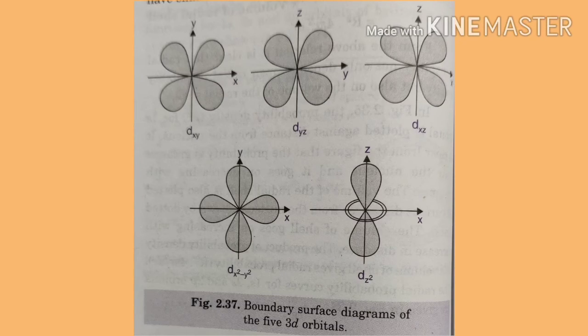In this diagram you can see the shape of the d orbital: dxy, dyz, dxz, dx square minus y square and dz square. dxy, dyz and dxz have similar representation, and you can see the lobes are in between the axes. In dx square minus y square, the lobes are along the axes. In dz square also, the lobes are along the axis.